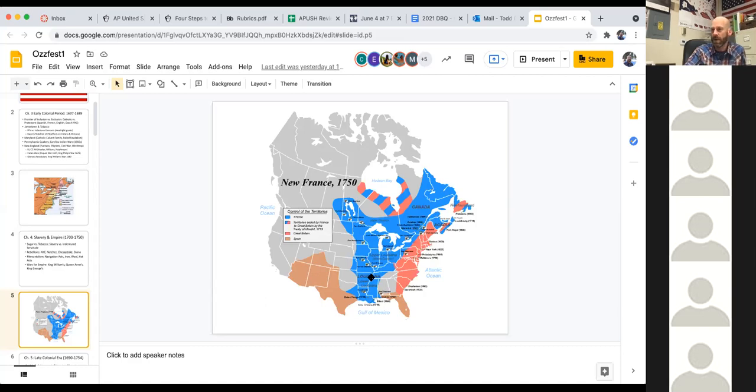The blue area there was colonized by the French right at the same time that the Dutch were going into New Amsterdam and the English were going into Virginia and New England. They came in about 1608 and founded the city of Quebec right here at the mouth of the St. Lawrence River. Then they sailed further up the river and made Montreal and then all these other areas along the Great Lakes like Detroit, St. Louis, Louisville, and of course, New Orleans way down here at the mouth of the Mississippi.